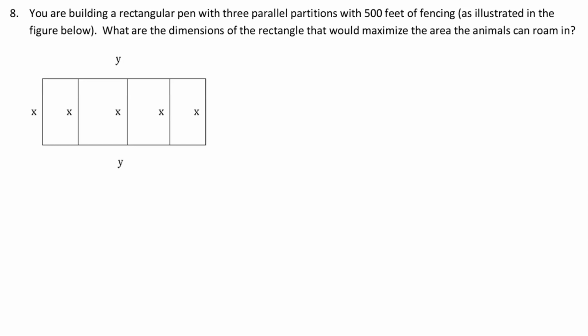All right, so exam 3 review. This is question number 8. And so the question is saying that you have 500 feet of fencing where you are going to fence in this rectangular area with these partitions here that are called X, and then the length is Y. Okay, so Y goes from here all the way to here.